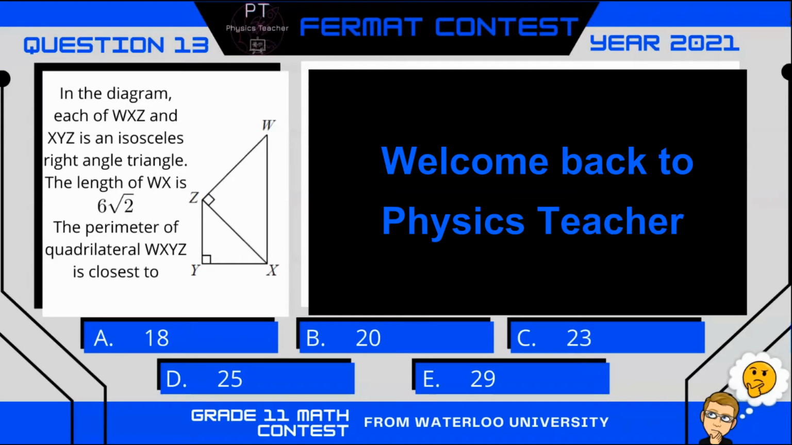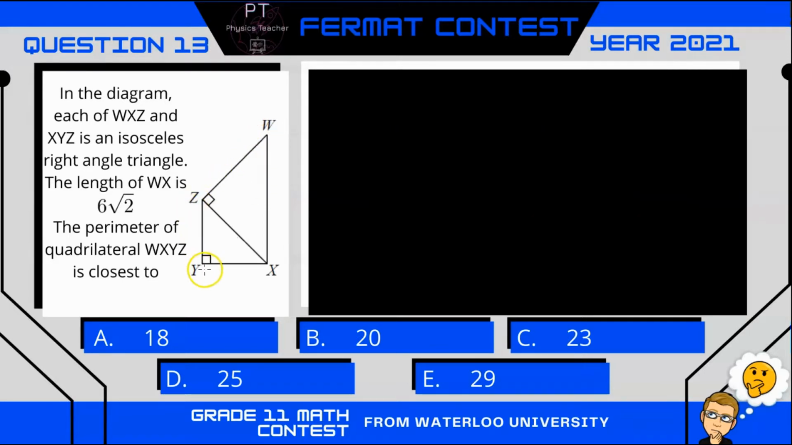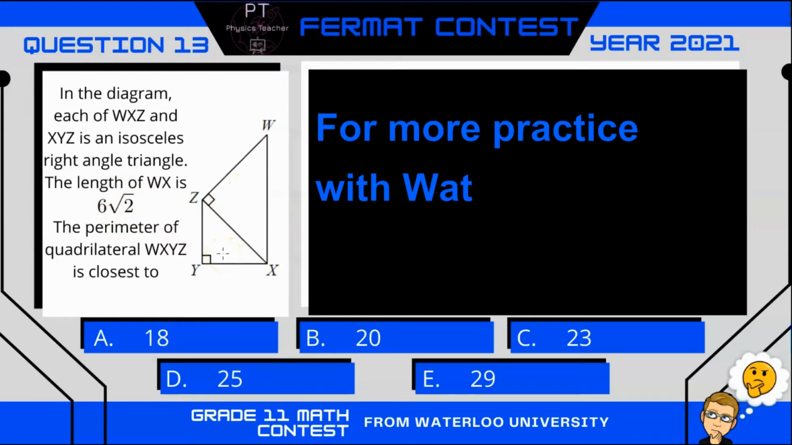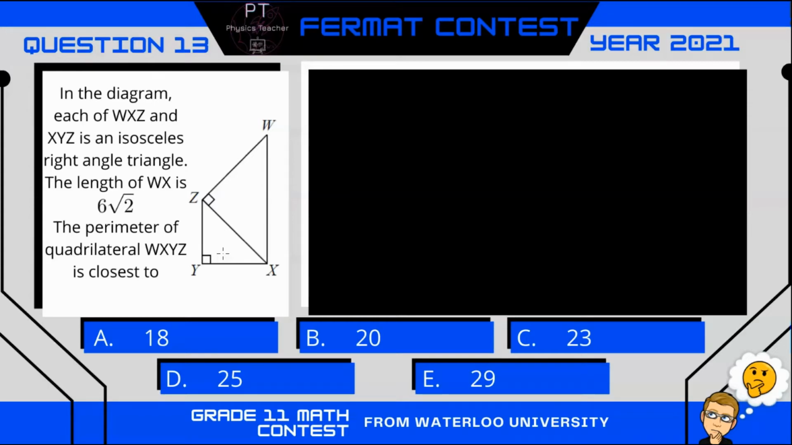This is a question from the Fermat contest, the grade 11 math contest from Waterloo University. It asks for the perimeter of this quadrilateral, knowing that this side here, WX, is 6 root 2, and that these are both right-angled isosceles triangles. Give it a try, and I'll be right back with the solution.